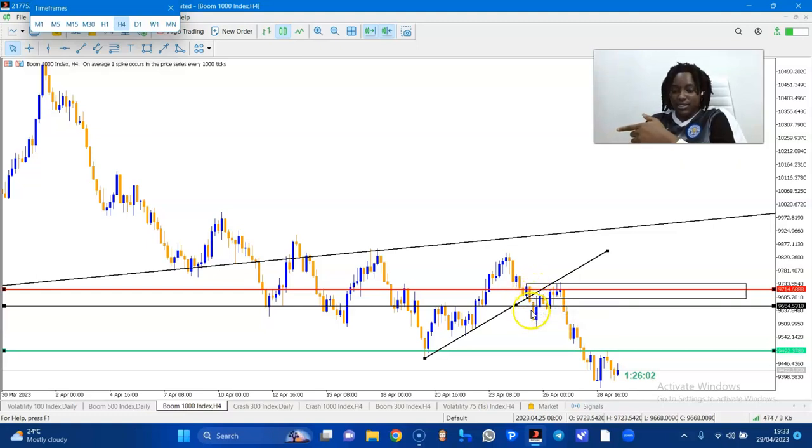It created a supply zone. And another interesting thing about this supply zone area is the fact that we initially had a demand zone here. Let me just take this off for a bit first. We initially had a demand zone right here that was broken, right? While this demand zone was broken, what broke the demand zone ended up forming a new supply for us. So that demand zone was broken, broke the trend line, and created a new supply for us.